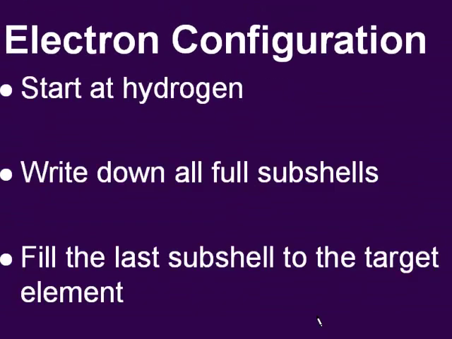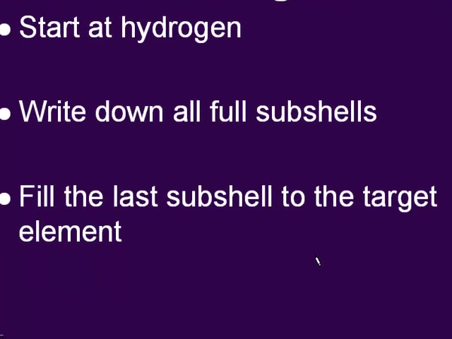Start at hydrogen, write down all the full subshells that you go through on your way to your target element, and then when you get to the last subshell, just don't completely fill it up. Count how many electrons you have to get into that column, and stop there.